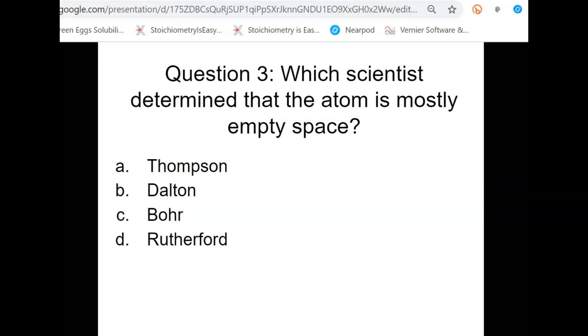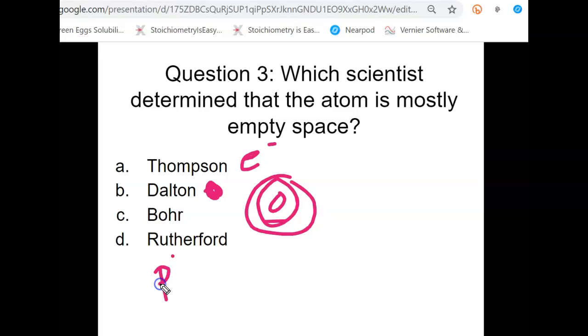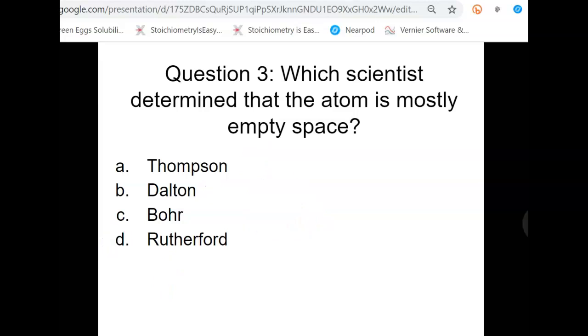Let's remember again that Thompson said there were electrons. Dalton said the atom is the smallest particle. He was wrong, by the way. Bohr said that electrons orbit the nucleus like planets. And we said Rutherford identified the positive nucleus, but he also said that the rest of the atom was almost entirely empty space. There's a little bit right and a little bit wrong about that. But the one who said the atom is mostly empty space is Rutherford. Okay, hope you got that one right.